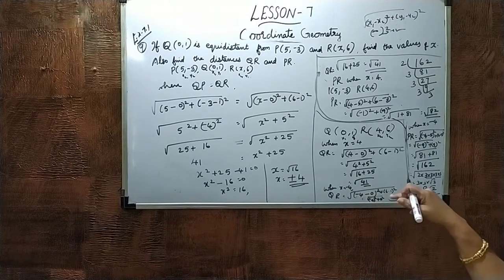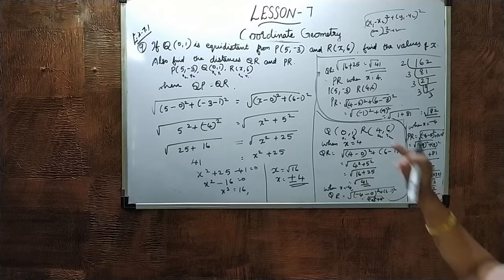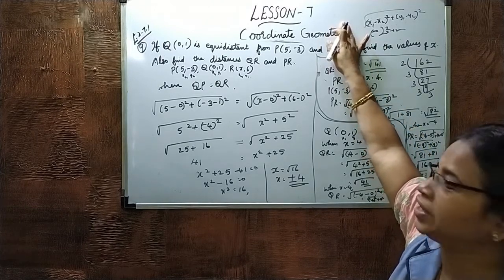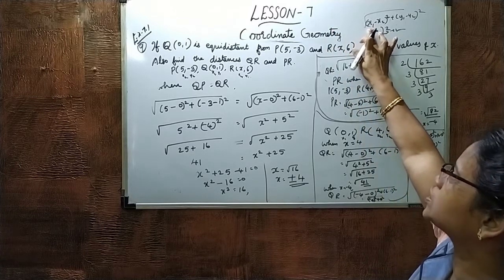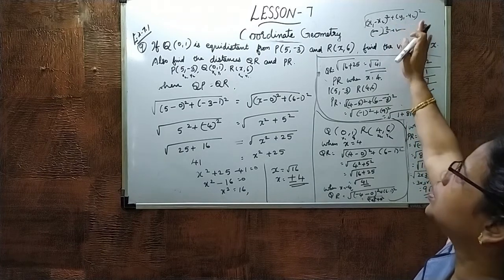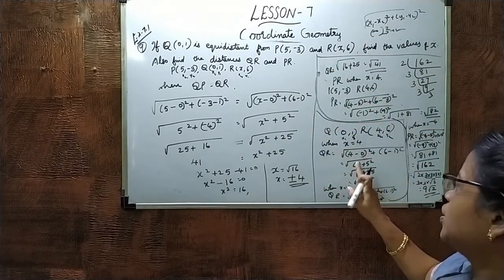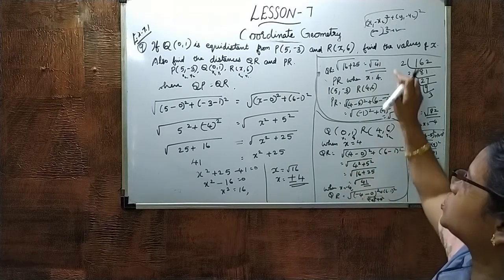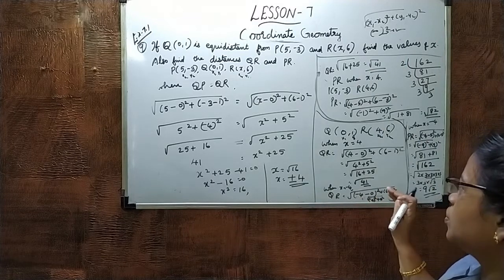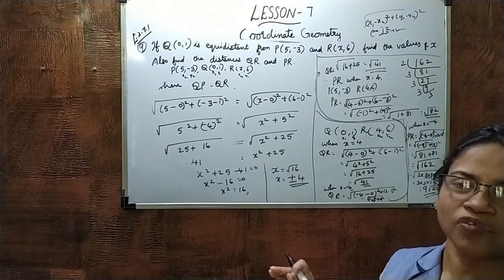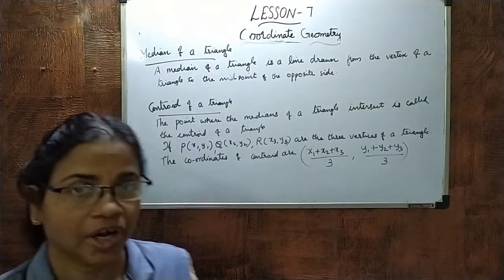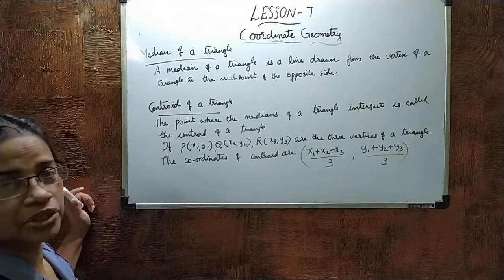You know the distance formula, it is root of (x2 minus x1) the whole square plus (y2 minus y1) the whole square. And if you are using root of (x1 minus x2) the whole square plus (y1 minus y2) the whole square also, it will be no problem, because when a negative comes, the square is there, so it will become positive. But we are always using root of (x2 minus x1) the whole square plus (y2 minus y1) the whole square. Now I want to tell you some important things.